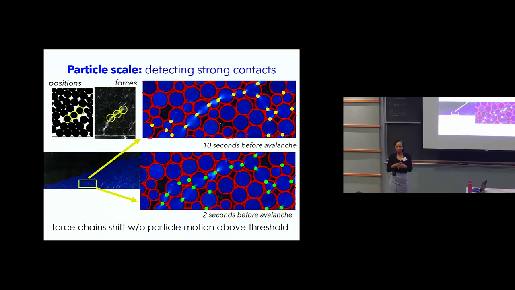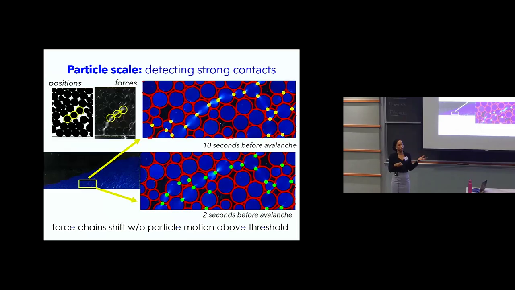So first, with the strong contacts, we use the positions that we get from the unpolarized light images with the force information from the polarized light images to find our strong contacts. By that I mean the contacts that are above an intensity threshold. Since we can't quite fully quantify the contact forces, we can just say if the contact was strong enough to be resolved in our image or if it is not.